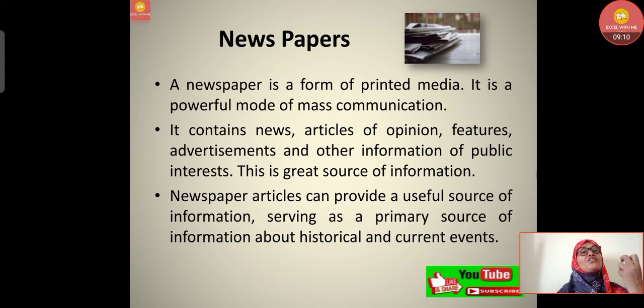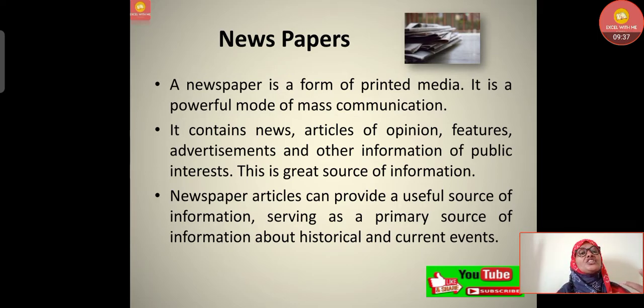A newspaper is a form of printed media. It is a powerful mode of mass communication. If they are not reading, the teacher should bring the newspaper to the classroom from the library and then ask every day one student to read out what the main headings are, what is happening. In that way they can develop some interest in reading all those. The habit will be inculcated.